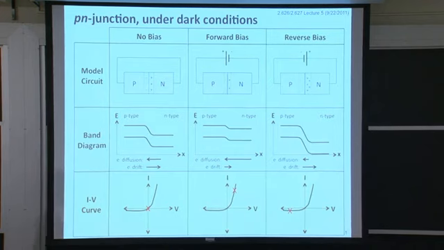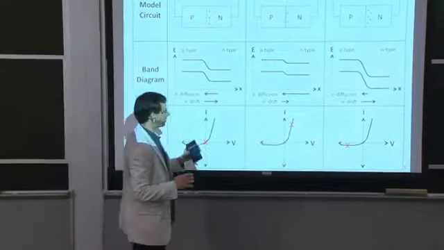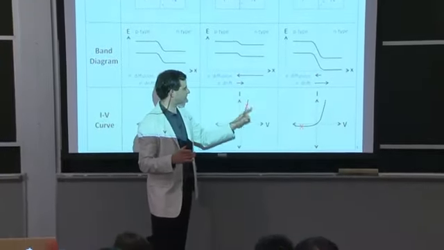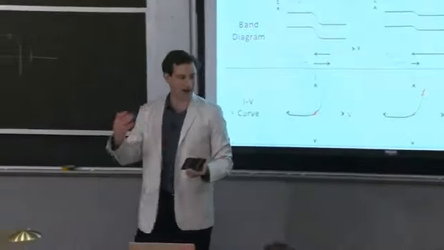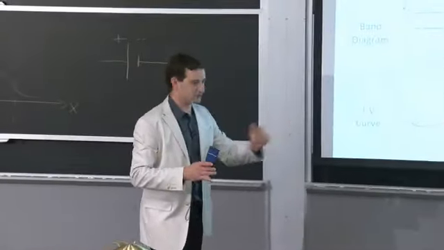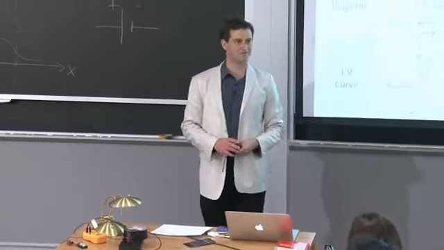Exactly. And that's important because we want to be able to describe what our current voltage characteristic is of a solar cell, because the product of the two is the power. For efficiency, we want to know what the power out of our solar cell is. And it's the product of current and voltage that will give us the power of our solar cell device.